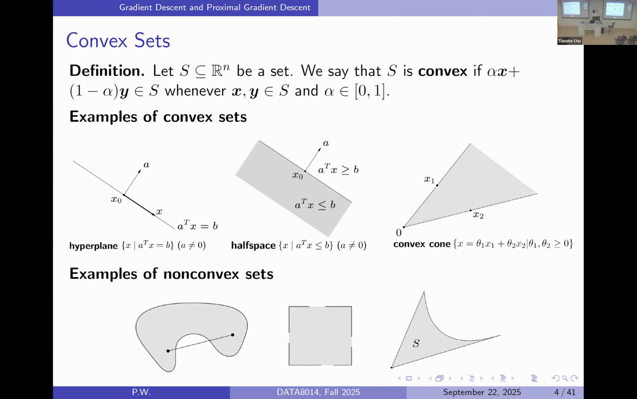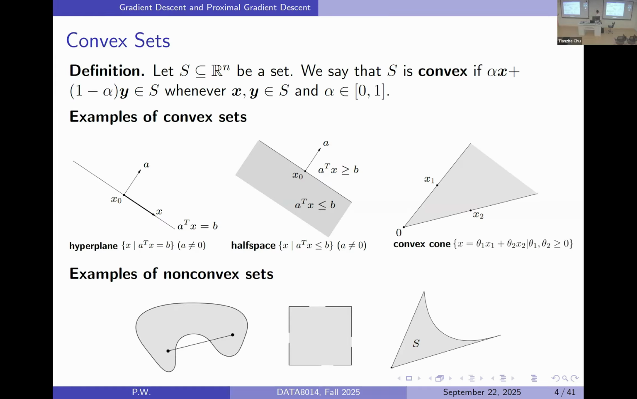Like this one, we have a set, and we pick two points X and Y belonging to this set. We draw a segment between them, and a point on it is a convex combination of X and Y. Because X and Y belong to S, and the segment between these two points still belongs to this set, we say this set is convex.